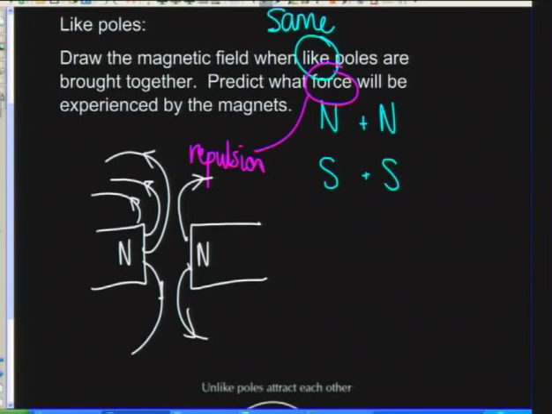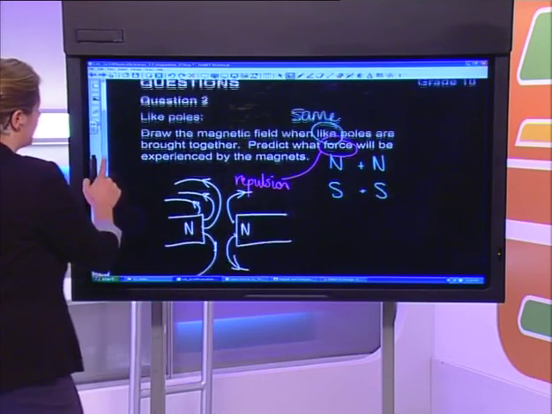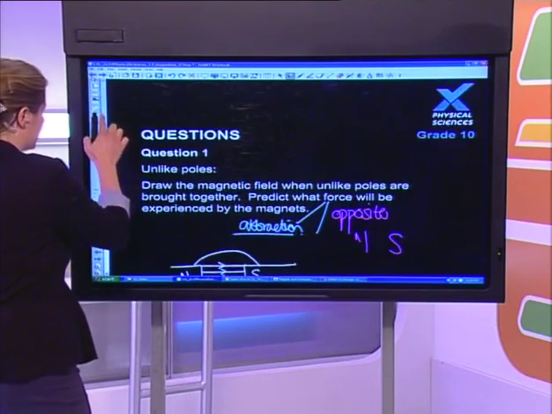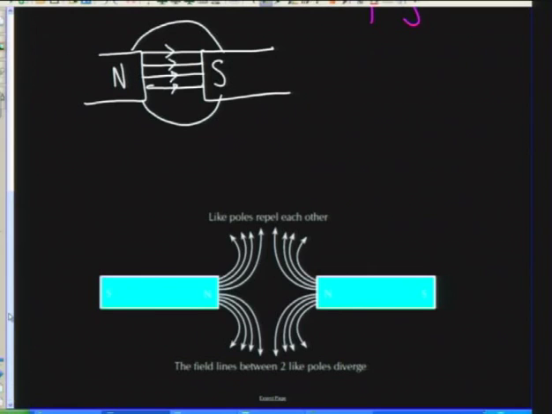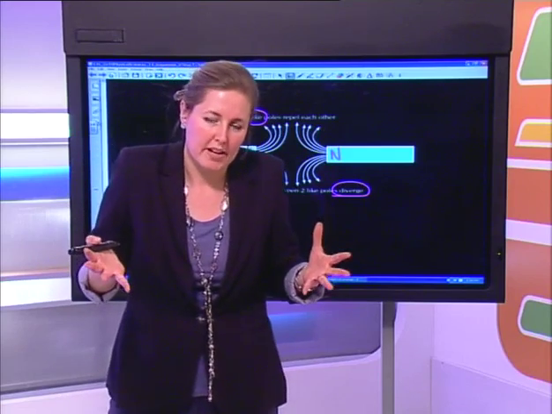Now, I think it would be helpful for us to visualize what these would be in terms of a memo. And I actually see here, that would be when like poles repel each other. Notice that the arrows are pointing away because that is north and that is another north. They are pointing away. So the field lines, we say that they diverge. They are spreading away from one another.